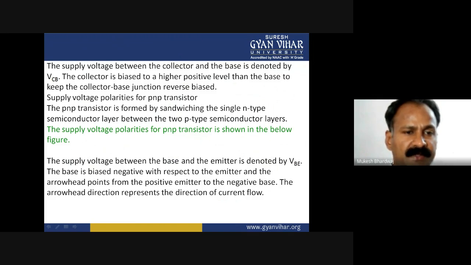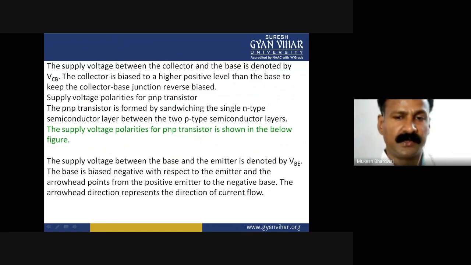Supply voltage polarities for PNP transistor. The PNP transistor is formed by sandwiching the single n-type semiconductor layer between the two p-type semiconductor layers. The supply voltage polarities of a PNP transistor are shown in the below figure. The supply voltage between the base and the emitter is denoted by VBE. The base is biased negative with respect to the emitter, and the arrowhead points from the positive emitter to the negative base. The arrowhead direction represents the direction of the current flow.